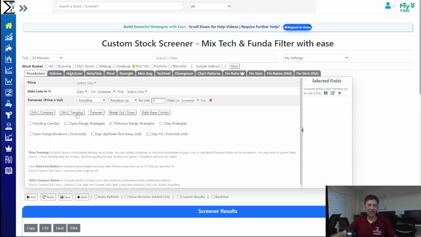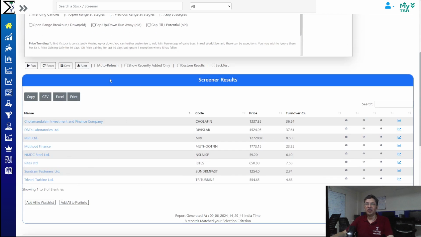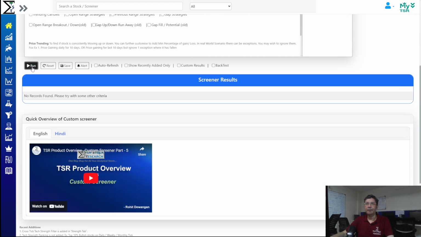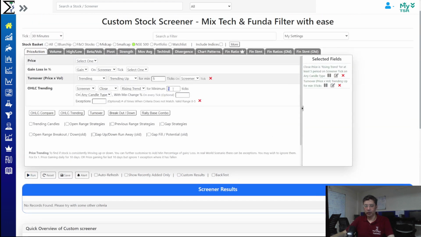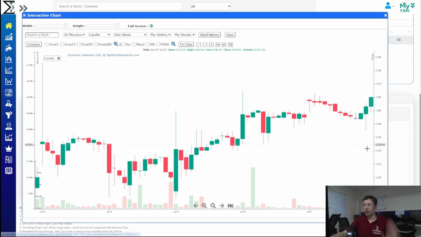At the same time, what we learned in the last session on OHLC trending, you can also say that turnover is going up, and the price is also continuously going up. So we can see that there are about 8 stocks. Let's see if we are lucky, we'll get a stock or 2. No, we are not. So we just change it to 3 to see if we are lucky to get any stocks. So we get a stock which is Sundaram Fastener, where turnover is going up for at least 5 days, and the price is going up for at least 3 to 4 days, right? So this is how you can filter stocks using turnover and other parameters, right?